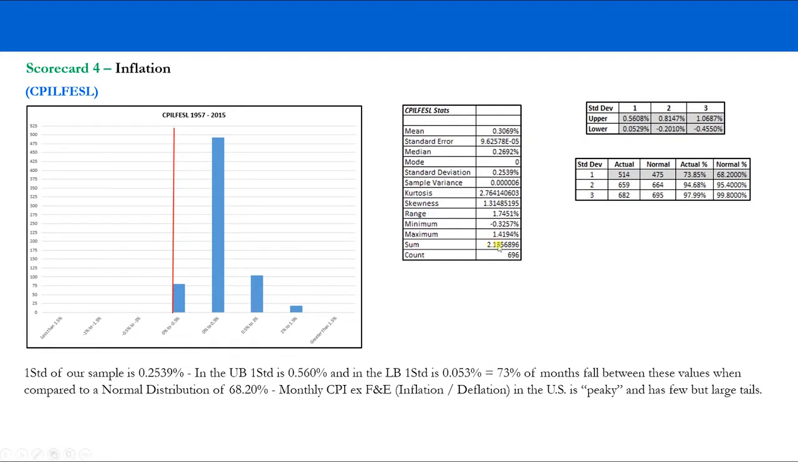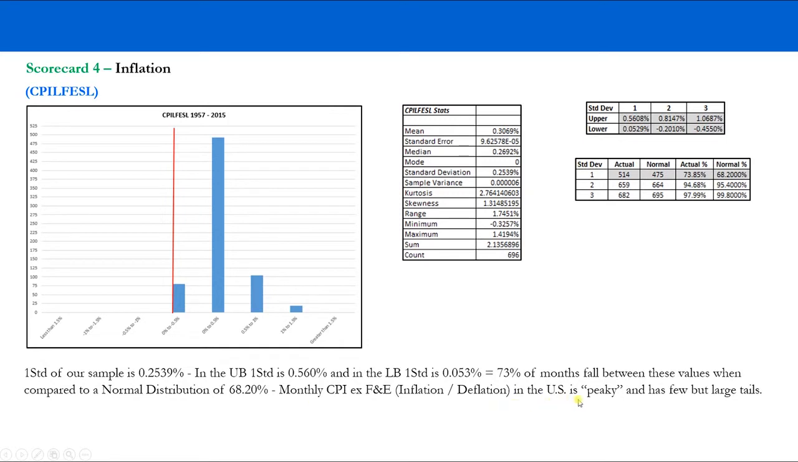Now, what's interesting here is how different this is to a normal distribution, first of all, and also when compared to CPI, including food and energy, because in the lower bound, we had a minus number, and in the lower bound here, we actually still get a positive number. So there's a massive skew in the data here towards positive occurrences.